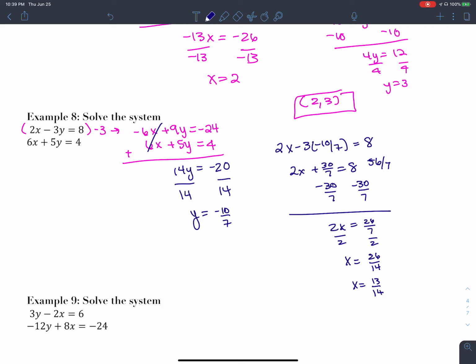And if you ever get really funky numbers like that and they're not clean, sometimes it's really good to check them. So what we can do is plug them in. So we can do 2 times 13 over 14 minus 3 times negative 10 over 7. I need that to equal 8. So I've got 26 over 14 plus 30 over 7 needs to equal 8.